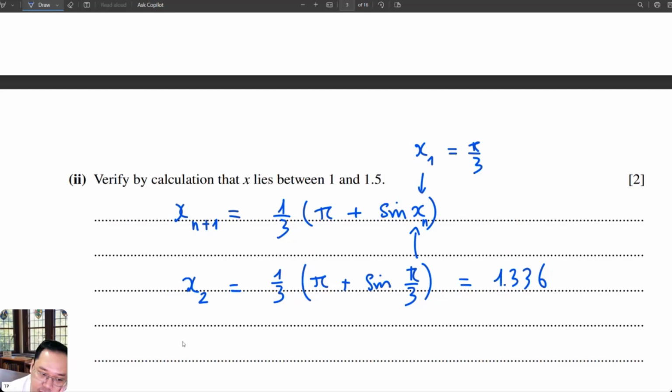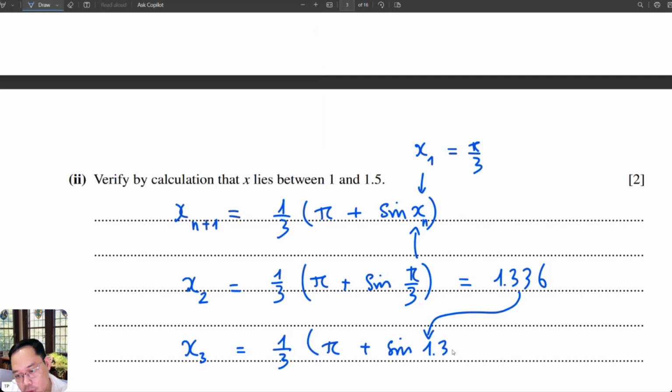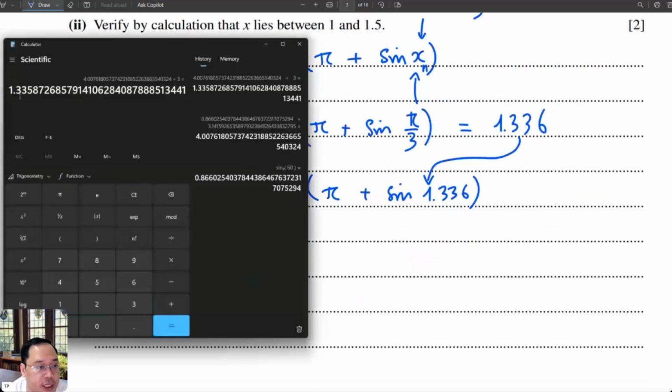Now continue to the second value, meaning x3 equal to 1/3 of pi plus sine. Now we will plug the value 1.336 in here, but we should take the whole number with a lot of decimal places to reduce the error from rounding too many times. Okay, we should not take only a few digits, because when we round many times it gets more and more wrong, so here we keep the full value. 1.335 and so on, 336.